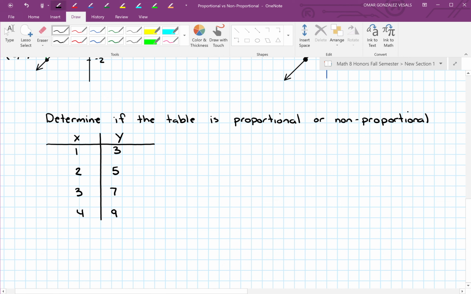Go ahead, guys. Determine if it's proportional or non-proportional, and then I want you to graph it. Okay? Graph and create the equation of the graph. Okay, I'll give you guys, I think 3 minutes should be enough.